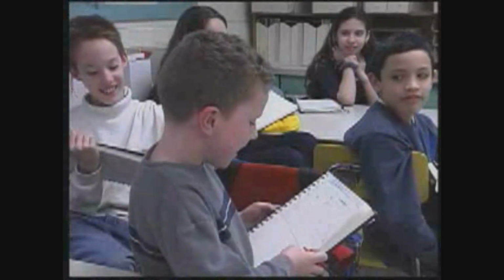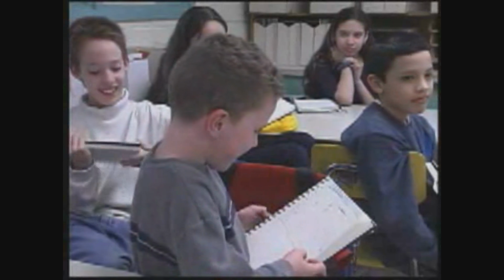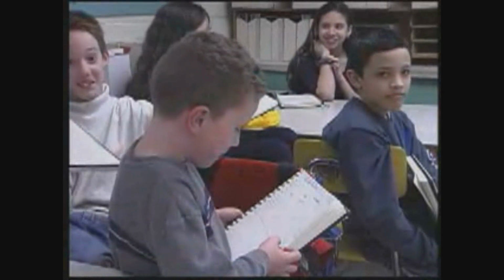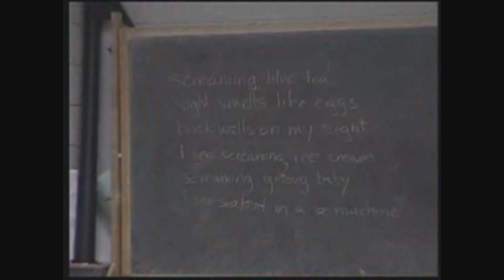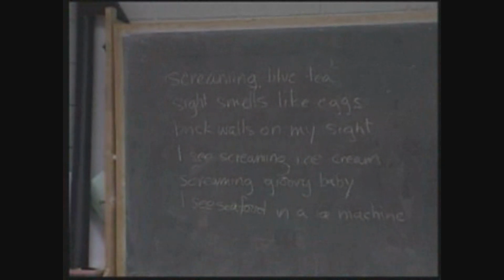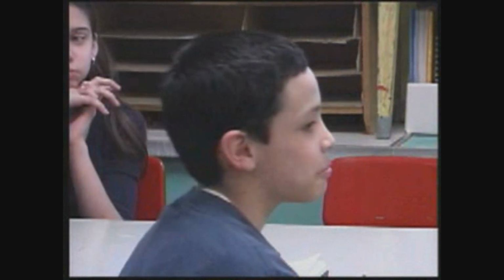I cite books. I see ice cream with polka dots. I ate an ice machine. I wanted the kids to move away from what they probably know, which is more narrative poetry. I wanted them to be freed up of having to explain themselves and to really enjoy what they were doing. I see seafood in an ice machine.